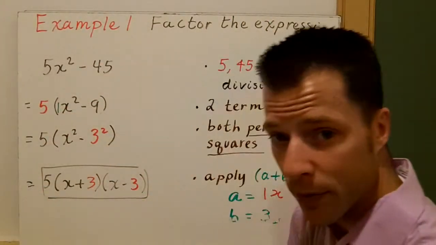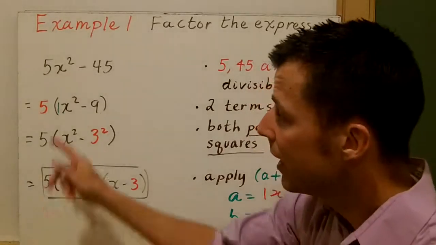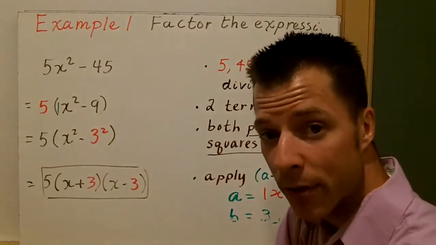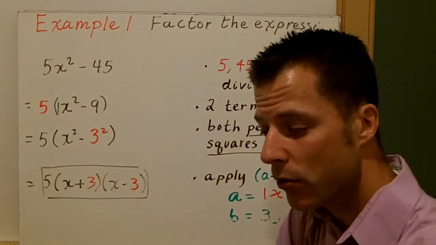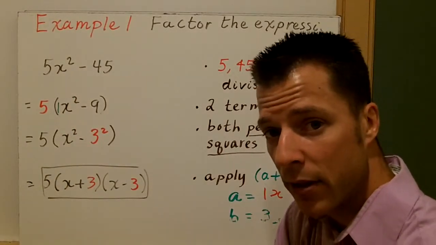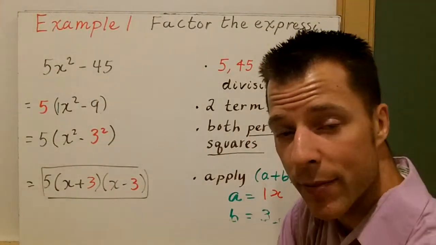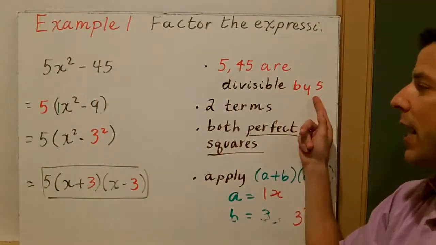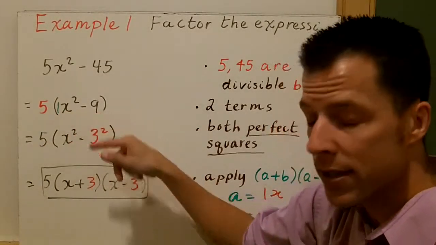Example one, we're going to factor 5x squared minus 45. Now 5 and 45 are not perfect squares, but there are two terms here, so immediately I want to think, ooh, difference of two squares pattern. But it's not, because those two numbers are not perfect squares, but they do have a common term. That common term is 5. So we factor out the 5, and I'm left with x squared minus 9.